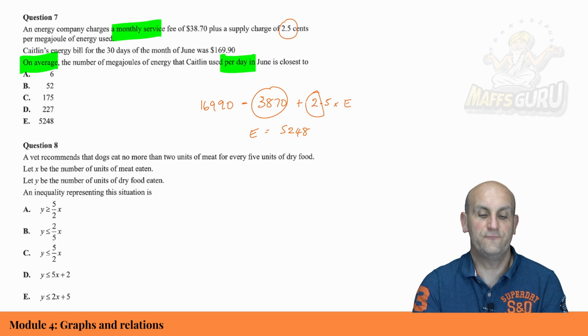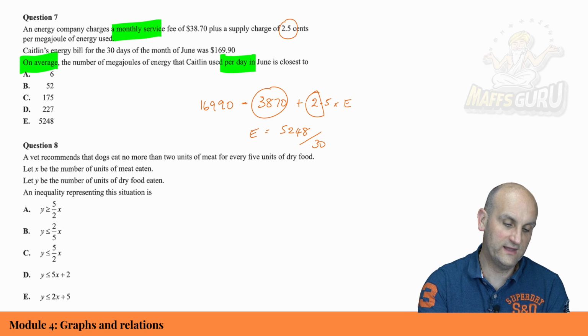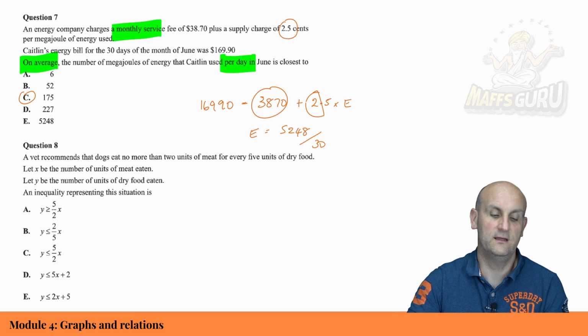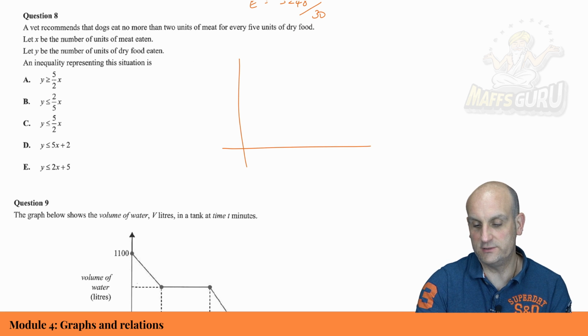It then wanted the average for the day. You then needed to divide that value by 30, which in fact gave you C as the correct answer. So annoying. These questions here I hate with a passion, all right?